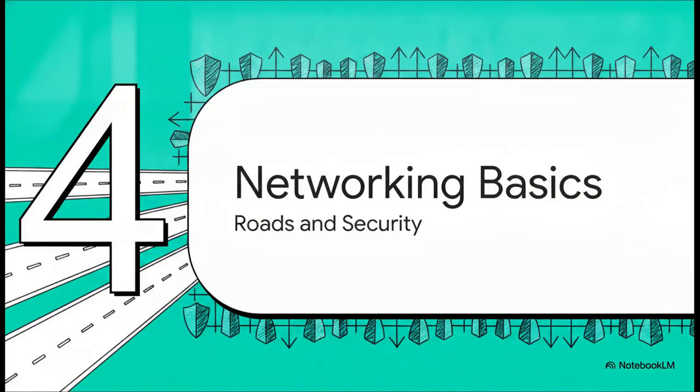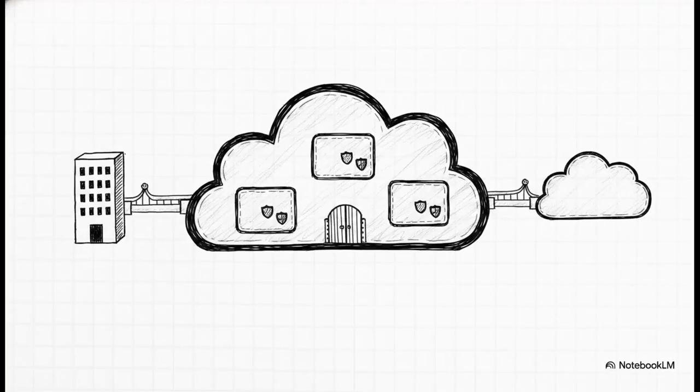Moving fast, Section 4, Networking and Security Basics. Okay, time to lay down the roads and borders for our digital city. The foundational boundary here is the Virtual Private Cloud, or VPC. Whenever you create resources in Google Cloud, they're always part of a VPC. It's your isolated plot of land.